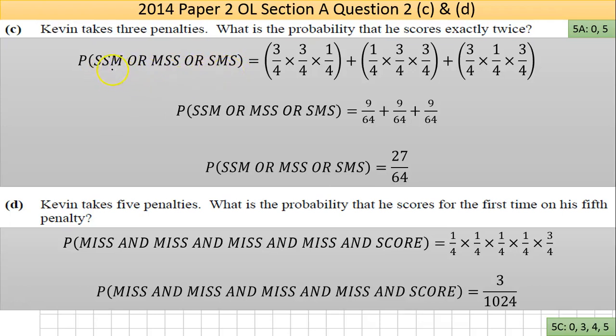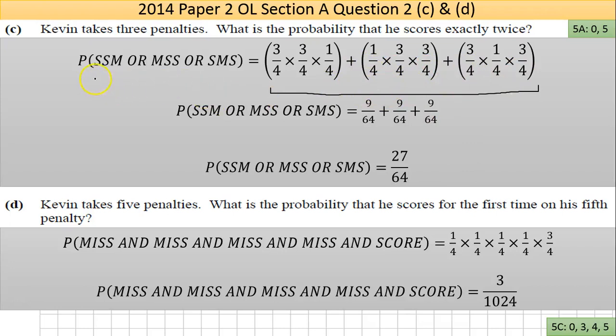Okay, now you'll notice there that this probability score is 3/4 and score and miss, so they're multiplied. Or, is added to miss, which was 1/4 times 3/4 times 3/4, plus score 3/4 and miss times 1/4 times 3/4. So you see it all written here, a big, huge calculation. Score, score, miss, or miss, score, score, or score, miss, score. Now that's pretty advanced probability.